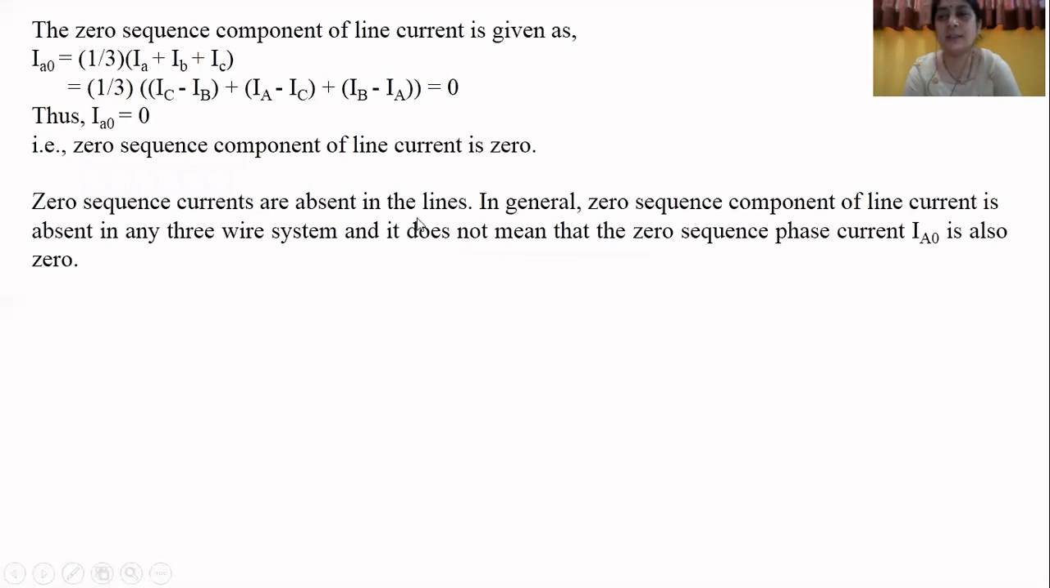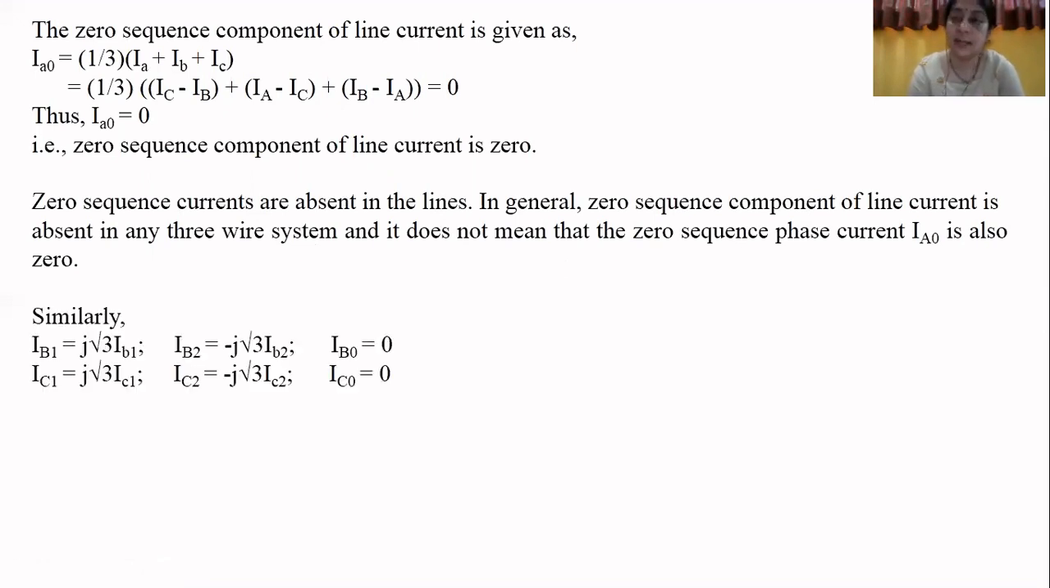A generalized statement is usually written for this and said, the zero sequence component of line current is absent not only in a delta connected system, but is absent in any three-phase, three-wire system. Whereas the zero sequence component of the phase current will continue to flow. The same can be extended for lines B and C also, as was done in case of the voltages.